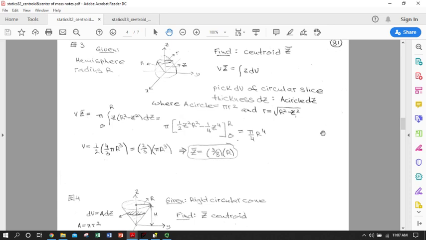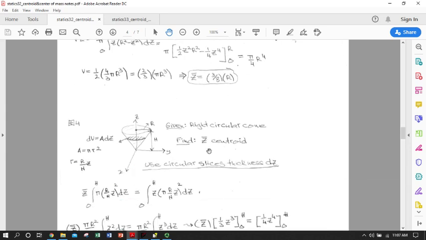Now, something else to remember as you're going through these, centroids are always going to be positions. So if you end up with a centroid with a length squared or a length to the 1/2, you've made a mistake somewhere. You're always going to be looking at getting centroids in terms of just length. So that's another handy check.